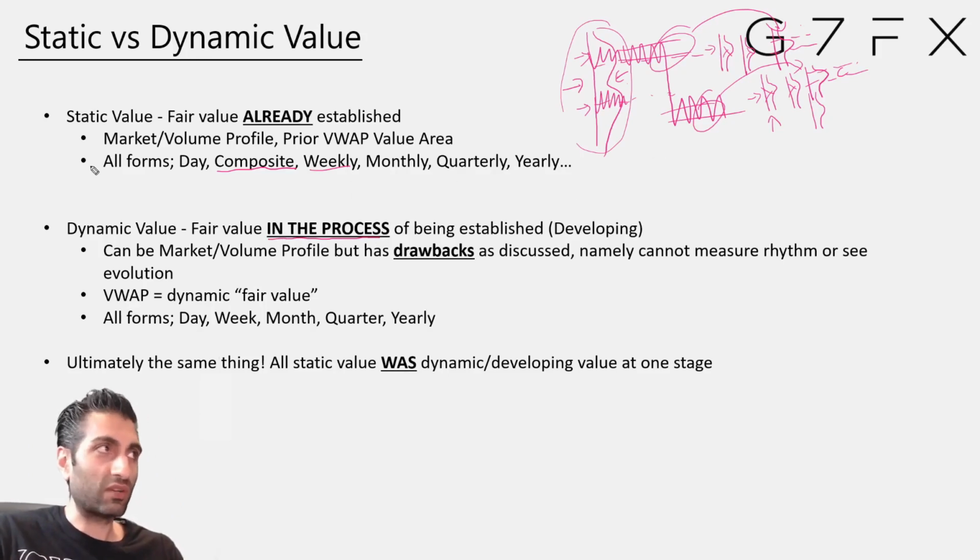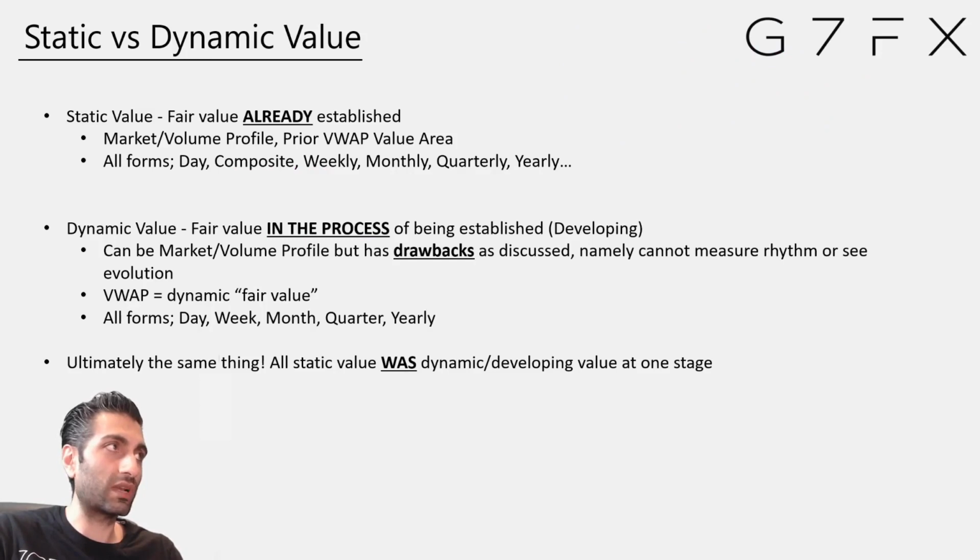So look, don't get confused and think it only applies to composites, and I'm sure you don't, but I just wanted to clarify that historical value can be day, week, month, anything really. Obviously I've put the standards here, but it can be anything. It can be market volume profile, and then the same thing applies to dynamic value. It can be day, week, month, quarterly, yearly.